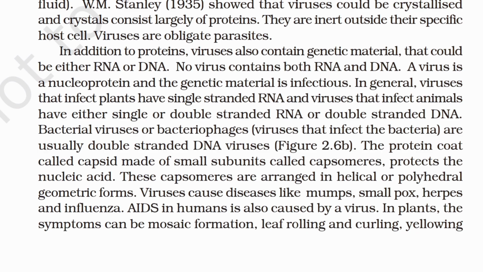In general, viruses that infect plants have single-stranded RNA, and viruses that infect animals have either single or double-stranded RNA or double-stranded DNA. Bacterial viruses, or bacteriophages, meaning viruses that affect the bacteria, are usually double-stranded DNA viruses. The protein coat called capsid, made up of small subunits called capsomers, protects the nucleic acid. These capsomers are arranged in helical or polyhedral geometric forms.